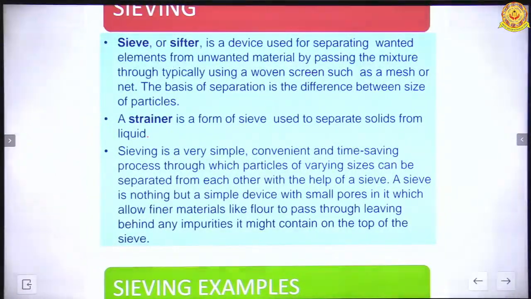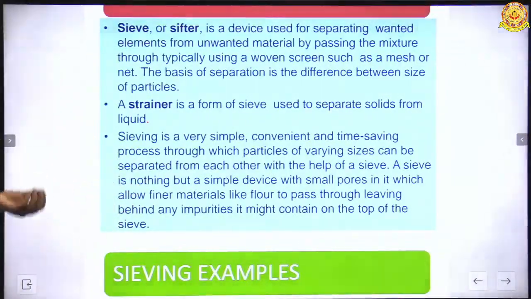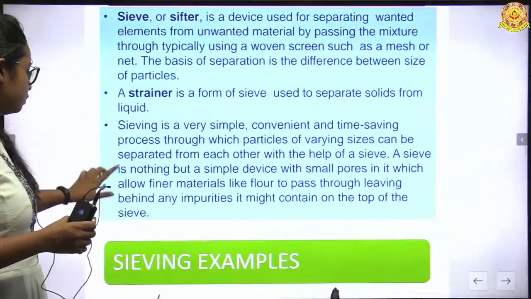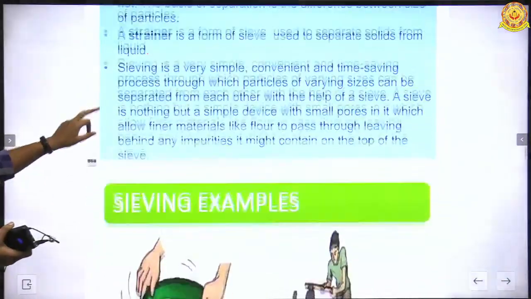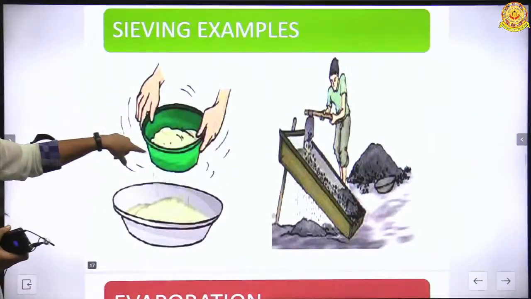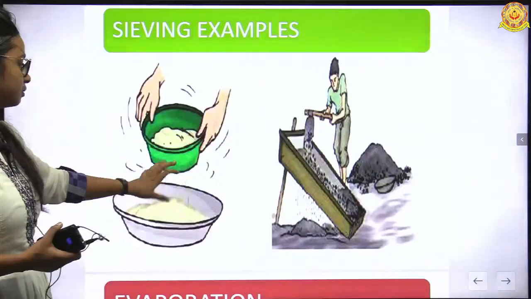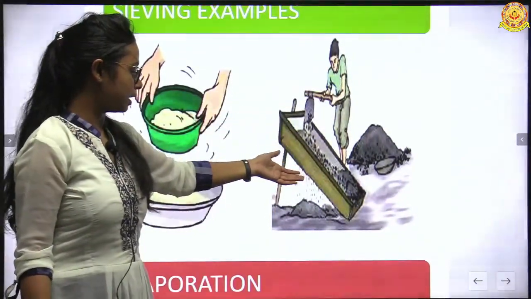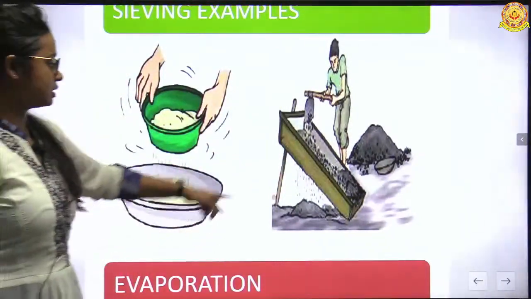A sieve is nothing but a simple device with small pores. In a strainer also there are small pores which help to separate the unwanted material, and allow finer material like flour to pass through them without any impurities it might contain, which are left on the top of the sieve. So this is a sieve. The clear or fine particles will go down, and the unwanted material will stay on the sieve. Have you ever seen a building being constructed? At that time also this acts as a sieve.